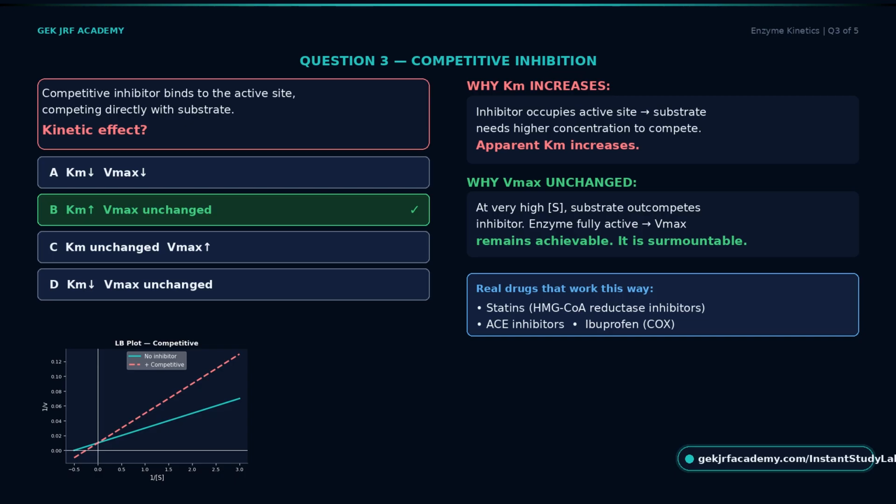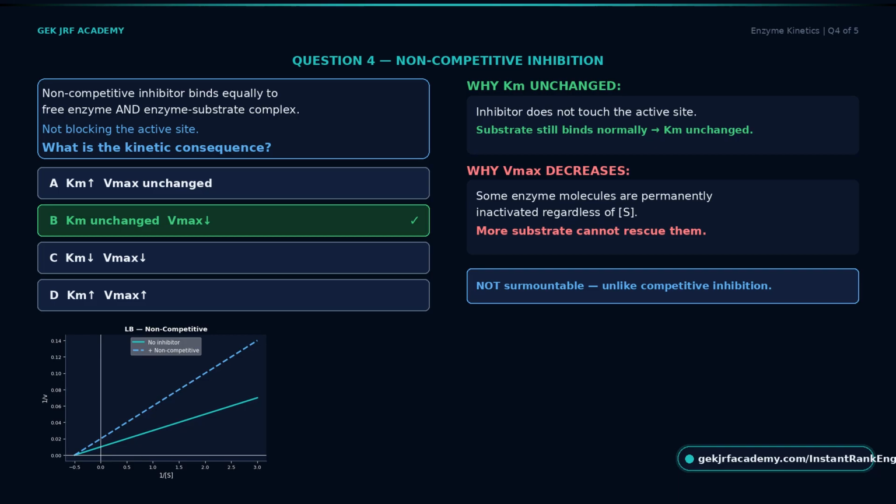The answer is B. Apparent Km increases because more substrate is needed to displace the inhibitor. But Vmax is unchanged. At sufficiently high substrate concentrations, the substrate always outcompetes the inhibitor. This is the defining characteristic of competitive inhibition. It is surmountable. Question 4.